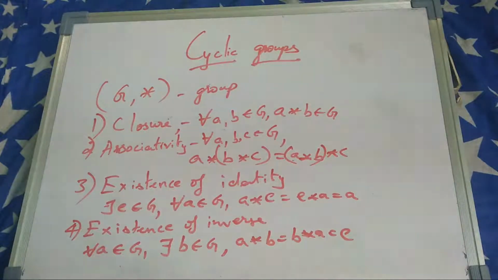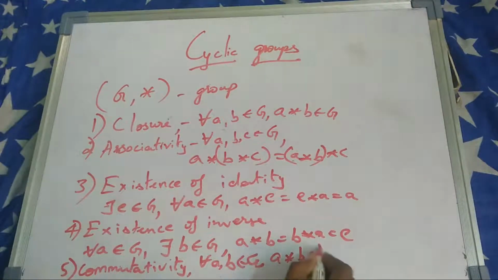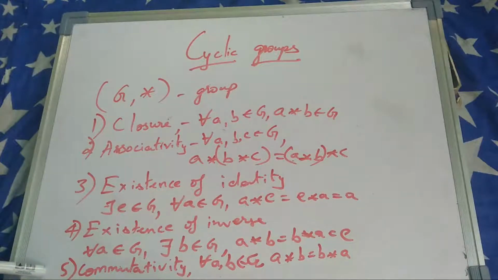Now, we also saw what is meant by an abelian group. An abelian group is a group which satisfies one more extra axiom, which is called the commutative axiom. Commutativity. That is, given any A comma B in G, A star B equal to B star A. That is, if we have any two elements, operating on them either way doesn't matter. If it satisfies the fifth axiom, we call that group an abelian group. Right?